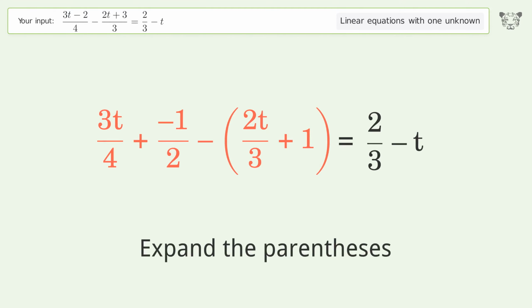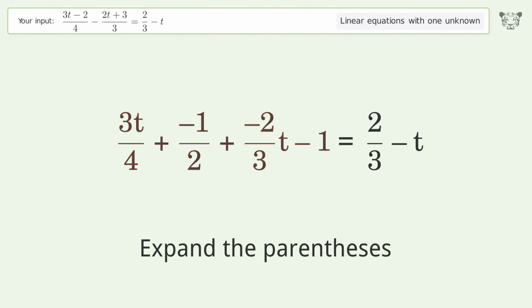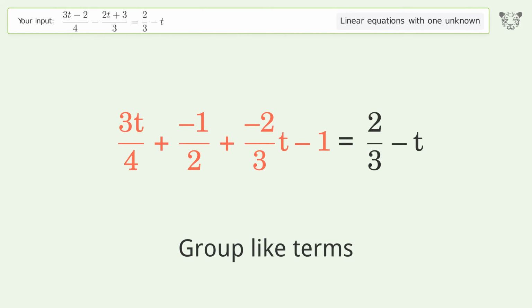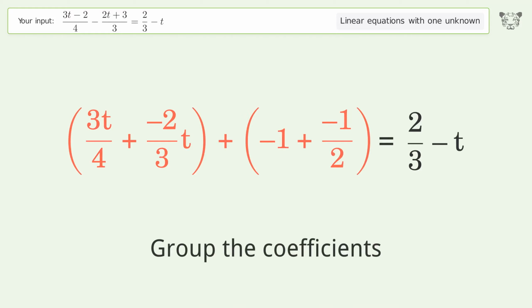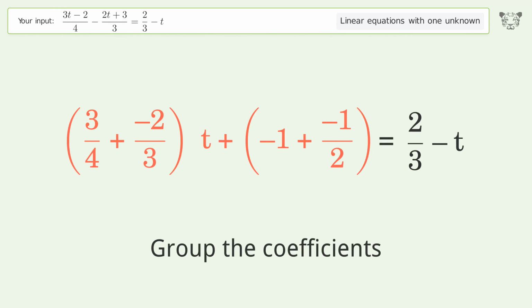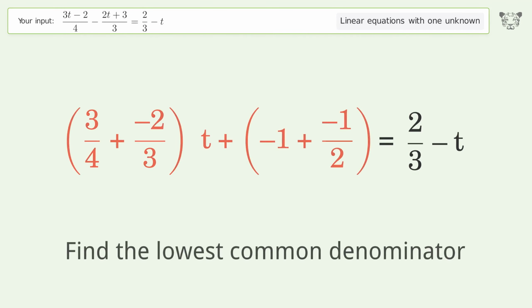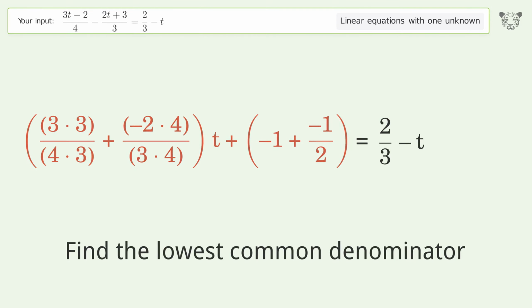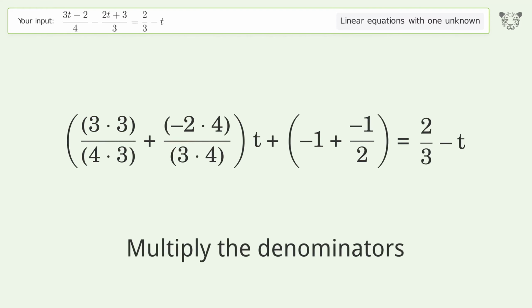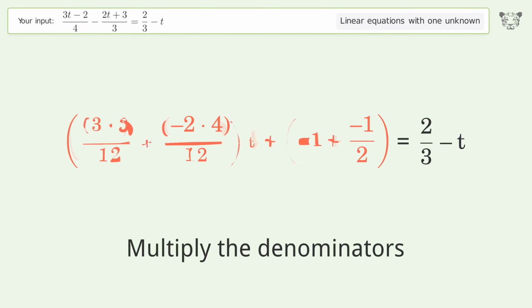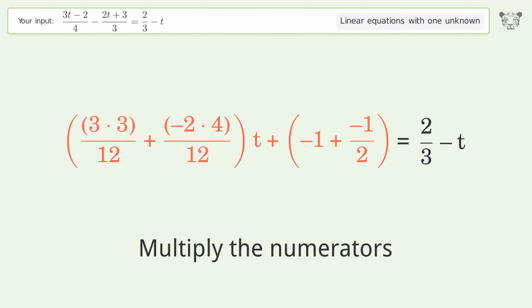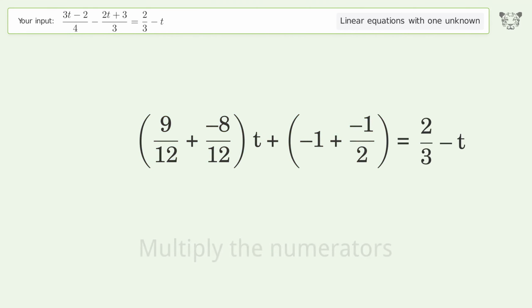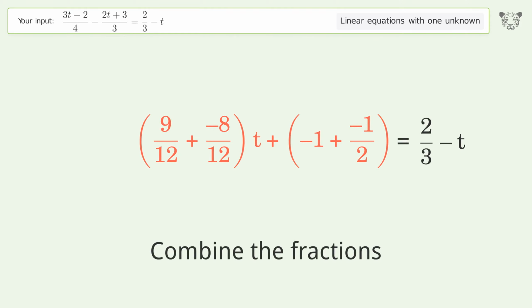Expand the parentheses. Group like terms. Group the coefficients. Find the lowest common denominator. Multiply the denominators. Multiply the numerators. Combine the fractions.